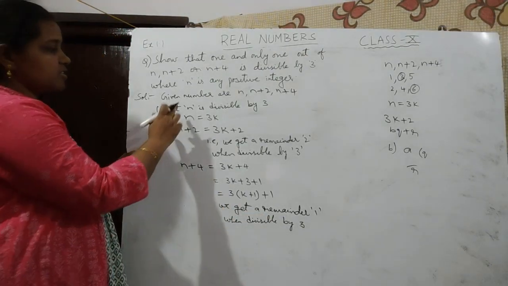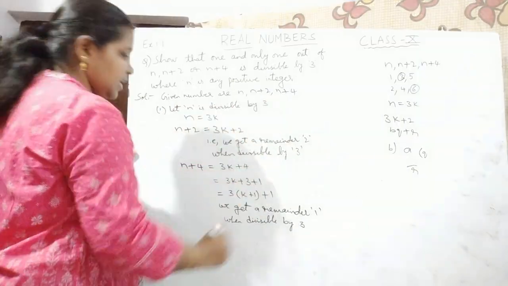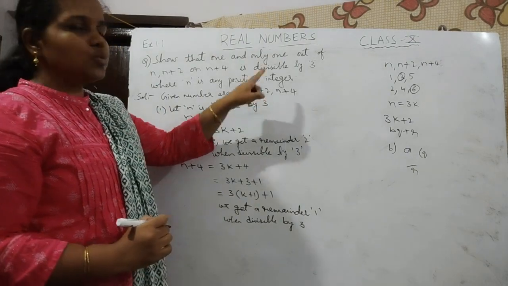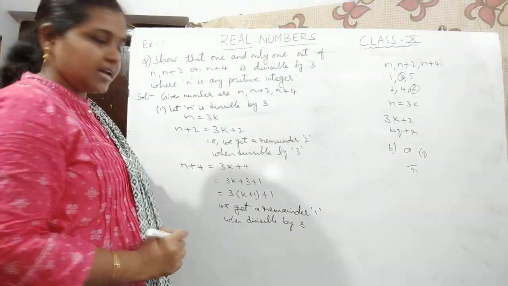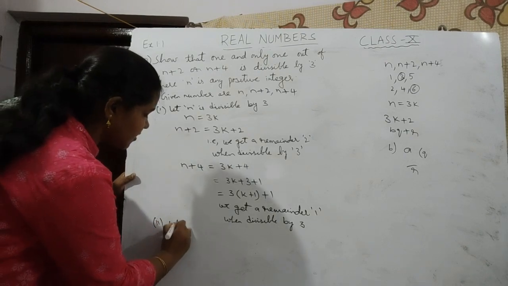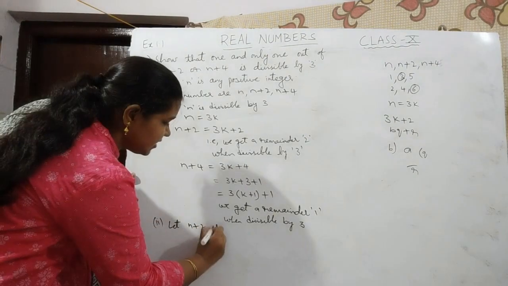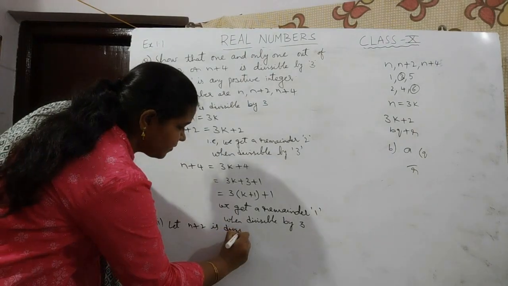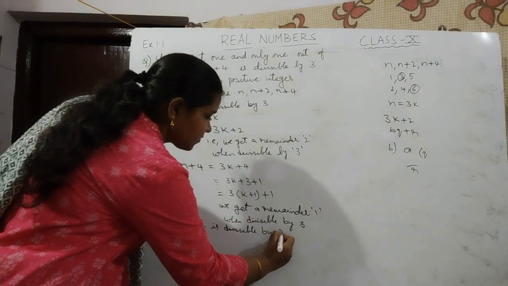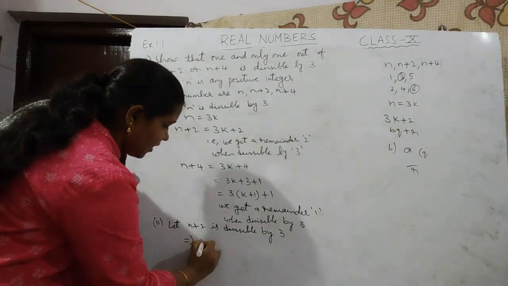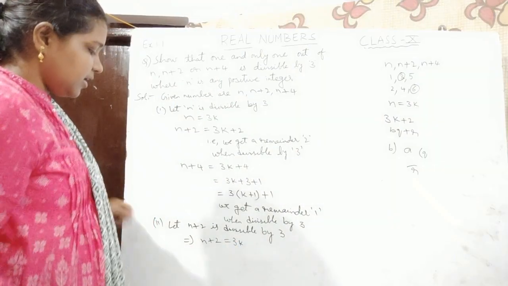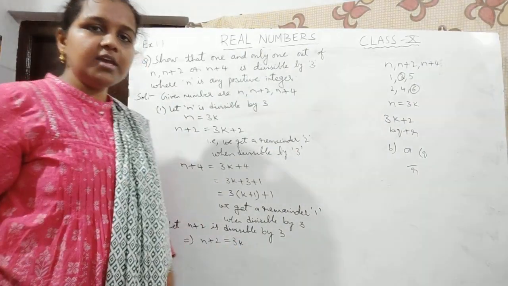Now here we have taken the first case, n is divisible by 3. So for the second case, we take n plus 2 divisible. Let n plus 2 be divisible by 3, which implies n plus 2 is equal to 3k. I am taking n plus 2 in the form of 3k.